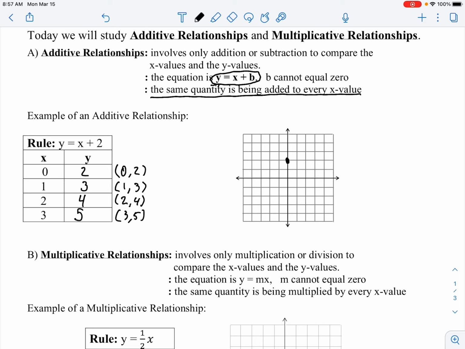All right, so from here, we're just going to be graphing. So 0, 2. 1, 3, 2, 4, and 3, 5. And we can see how this little function here is growing. Obviously, we can tell it's growing by 1 each time we go. So remember, these are always going to look like this form: y equals x plus something, or x minus something.